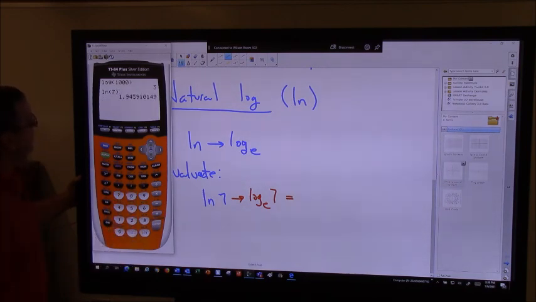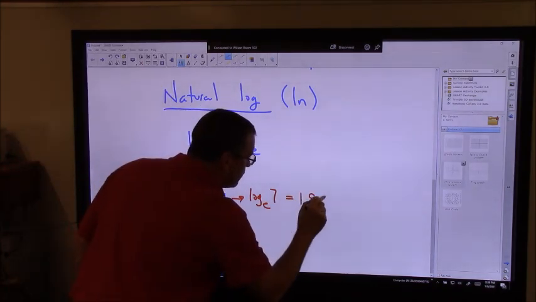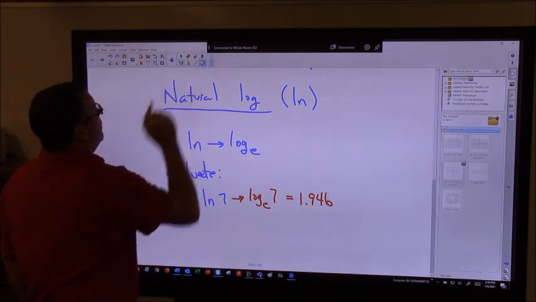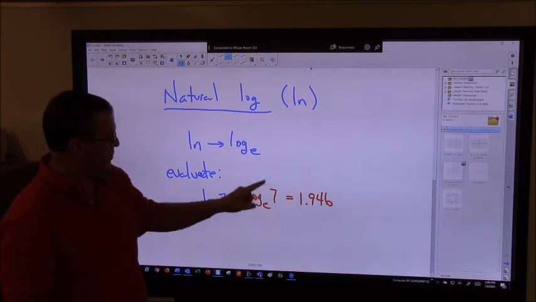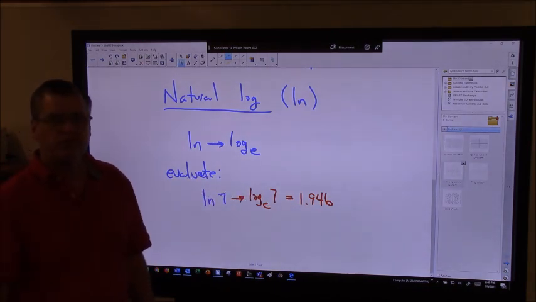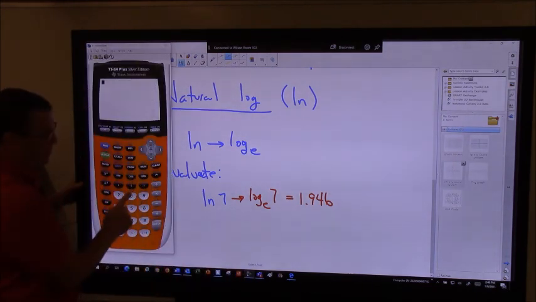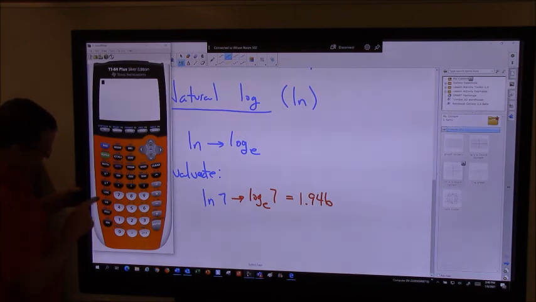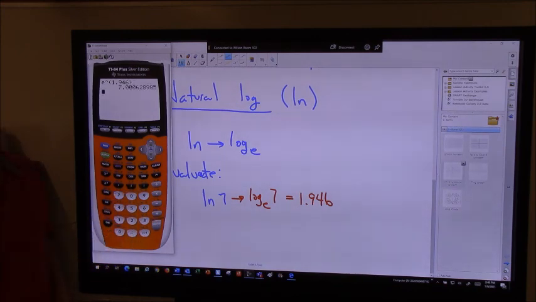And there it is, 1.946. All right, so e raised to the 1.946 should equal 7. Let's test it real quick. Let's just make sure. All right, so I'll clear this off. I'm going to go e. So remember, down here where the natural log is, we got the e to the x button. So I'm going to go second e to the x. I want to raise it to the 1.946. And there we go.